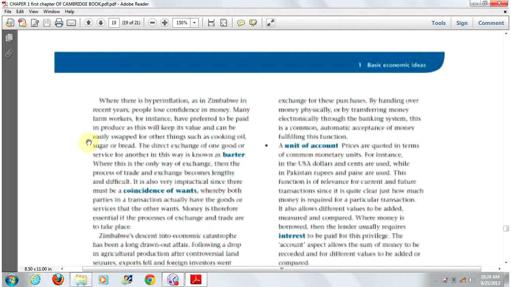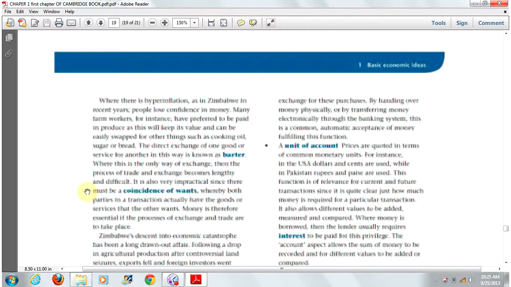It is also very impractical since there must be a coincidence. There must be a coincidence of wants, whereby both parties in an interaction actually have the goods or services that the other wants. Money is therefore essential if the process of exchange and trade are to take place.